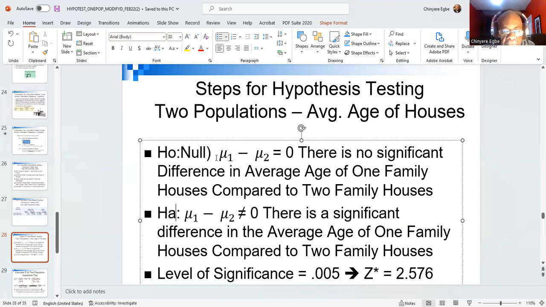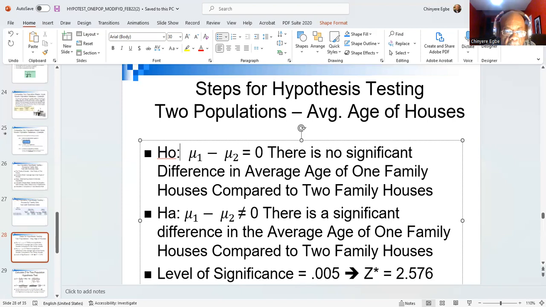The alternate hypothesis is that the difference between the average ages of houses in the two types of houses is not equal to 0. This is a two-sided hypothesis because you're simply saying that they are not the same. They are not equal. That's all you're saying. You are not saying that one is higher than the other, and you're not saying that one is lower than the other. So what you have here is a two-sided hypothesis. And in effect, you're saying in English that there is a significant difference in the average age of one-family houses compared to two-family houses.